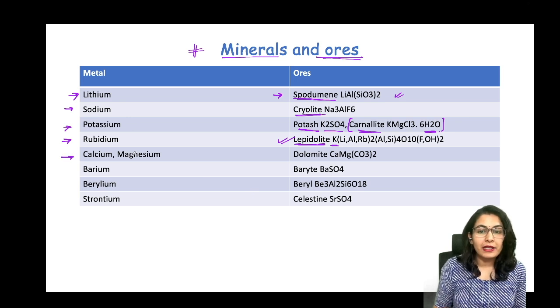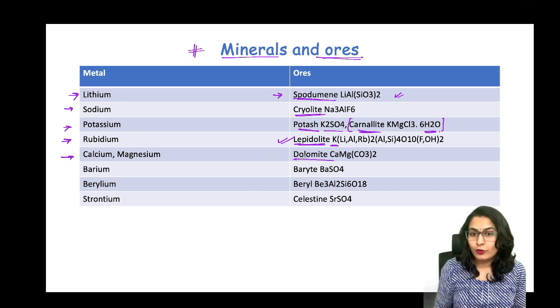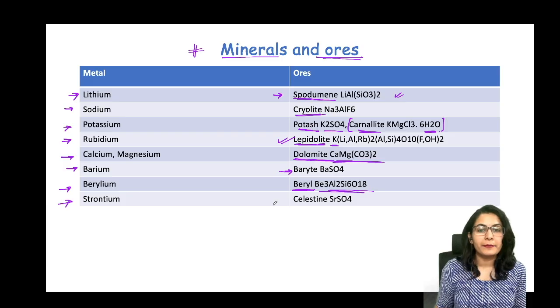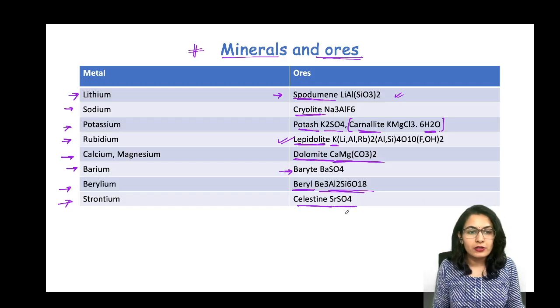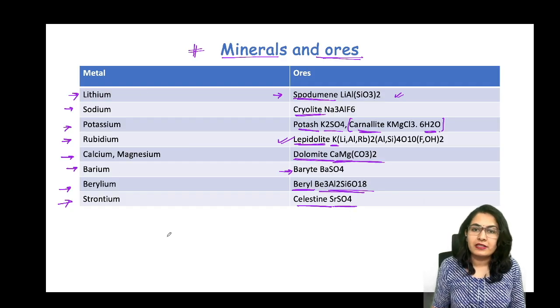So calcium and magnesium, most common ore is dolomite, calcium magnesium carbonate, and you have worked with this in your lab also. Barium is present as barite, sulfate salt. Beryllium is present as beryl, that is beryllium aluminium silicate. Okay. Strontium is present as celestine, strontium sulfate. So these are some common minerals and ores in which these elements are found.